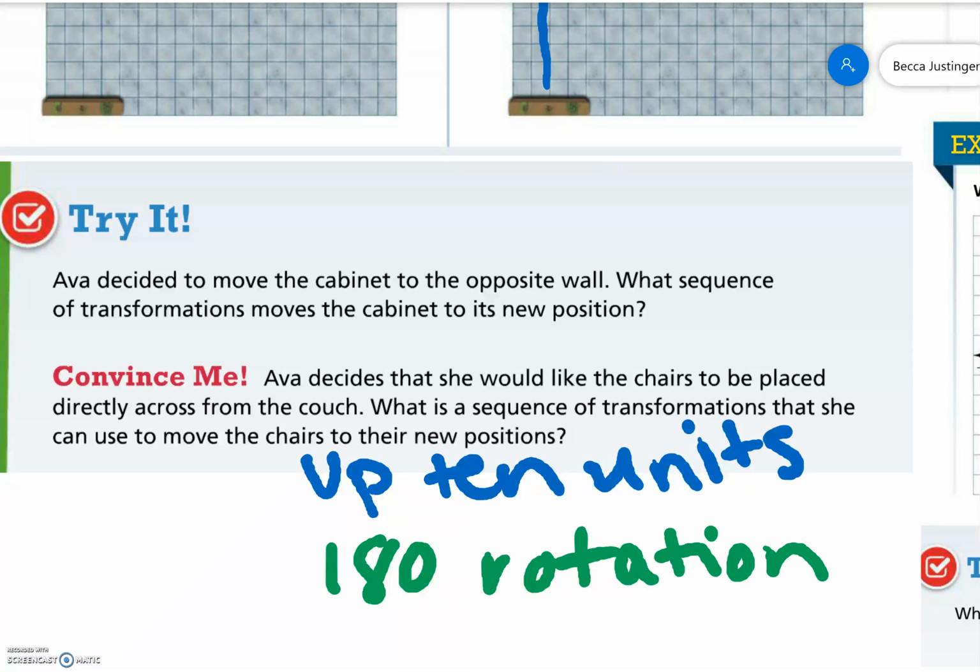This is called a composition because there is more than one transformation. It's more than one thing we're doing. We're translating and rotating. So it's a composition.